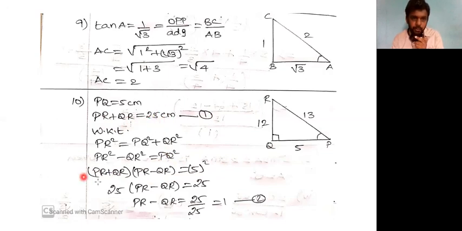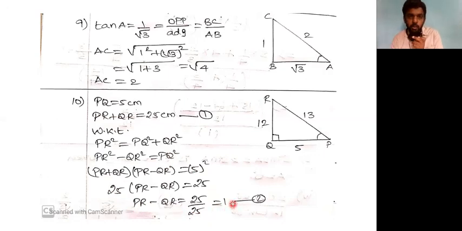Substituting this value here, which is 25, into PR minus QR is equal to 25 by 5 square. So taking this 25 to the other side, PR minus QR is equal to 25 divided by 25, which is equal to 1. Since this is in multiplication, when it goes to the other side, it goes into the denominator as division. So we have two equations. One is PR plus QR is equal to 25. The other is PR minus QR is equal to 1.